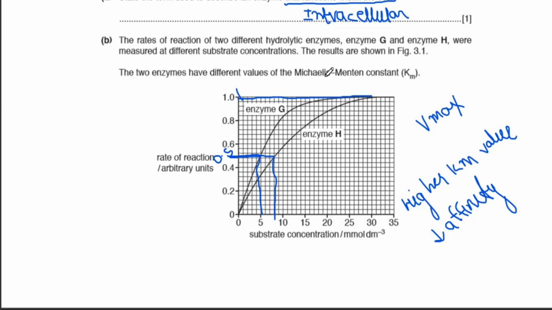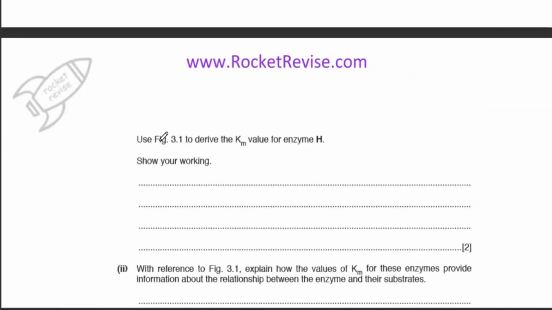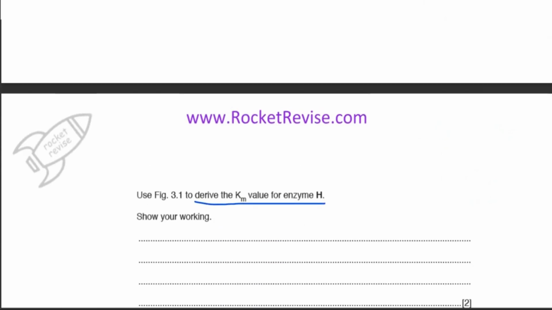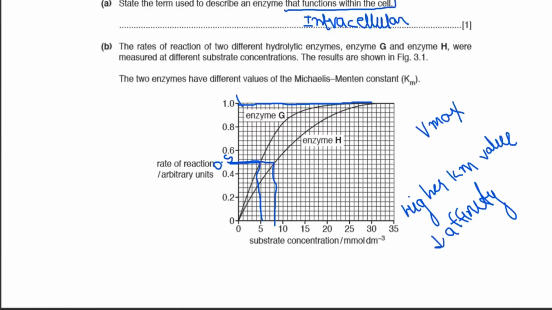The two enzymes have different values of Michaelis-Menten constant, Km. Use figure 3.1 to derive the Km value for enzyme H. Show your working. So you need to write the mathematical values over here. You do not need to write that we took half of Vmax and stuff like that. Do not write English, just show your working. So you need to find out the Km value for enzyme H. What are you going to do?